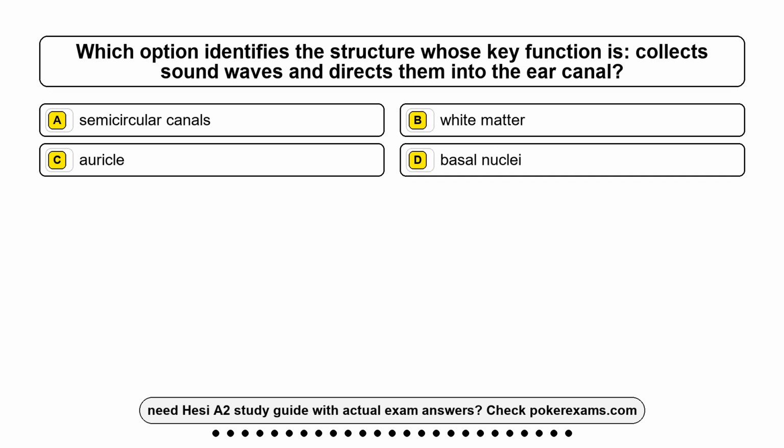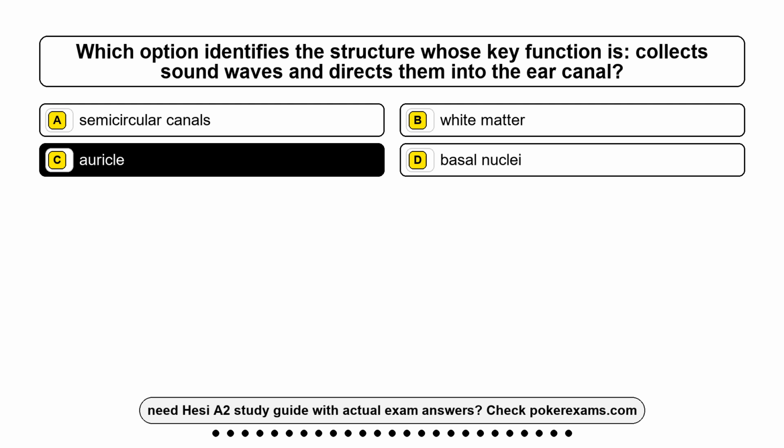Question 22. Which option identifies the structure whose key function is, collects sound waves and directs them into the ear canal? Option A, semicircular canals. Option B, white matter. Option C, auricle. Option D, basal nuclei. The correct answer is option C, auricle.